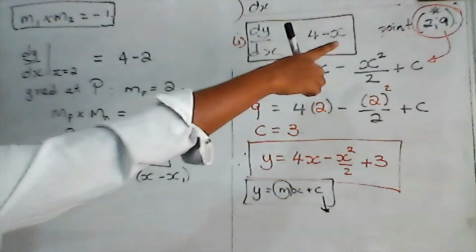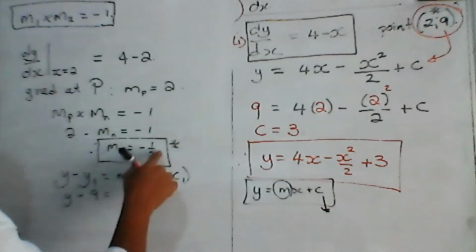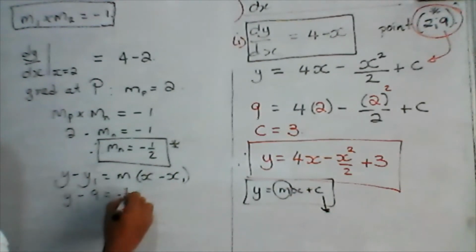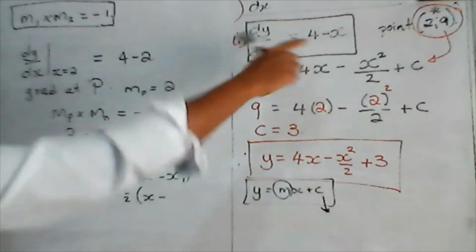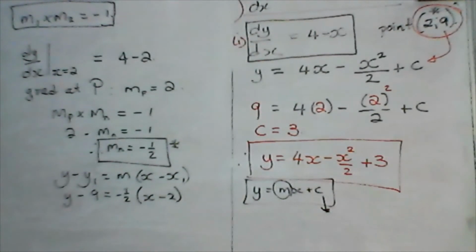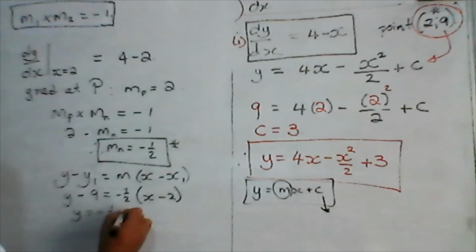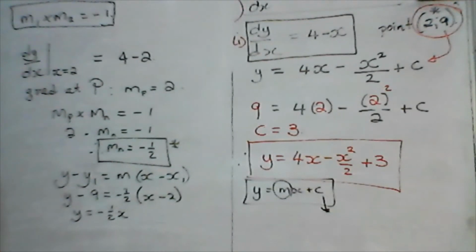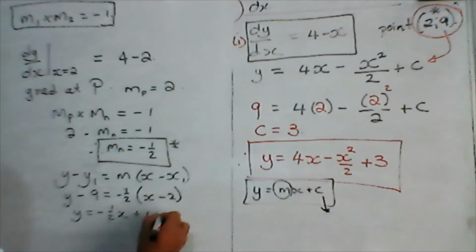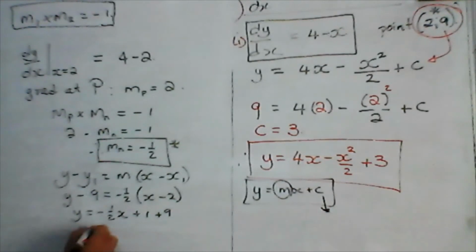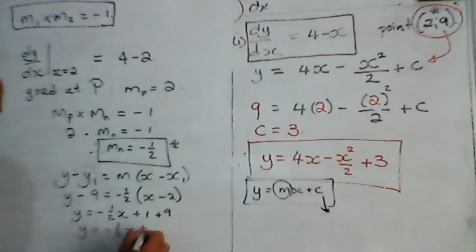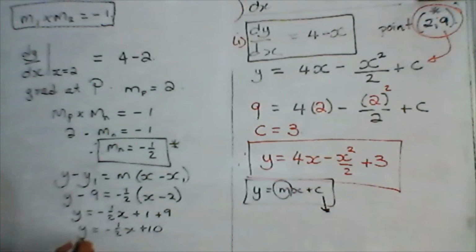Y minus value of y, 9, is equal to m, the value of m for the normal, -1/2, into x minus, what's x1? It's positive 2. The rest, as they say, is maths. Solve this, you find your equation. Y is equal to negative half x plus 1 plus 9. Y is equal to minus half x plus 10 is our equation.